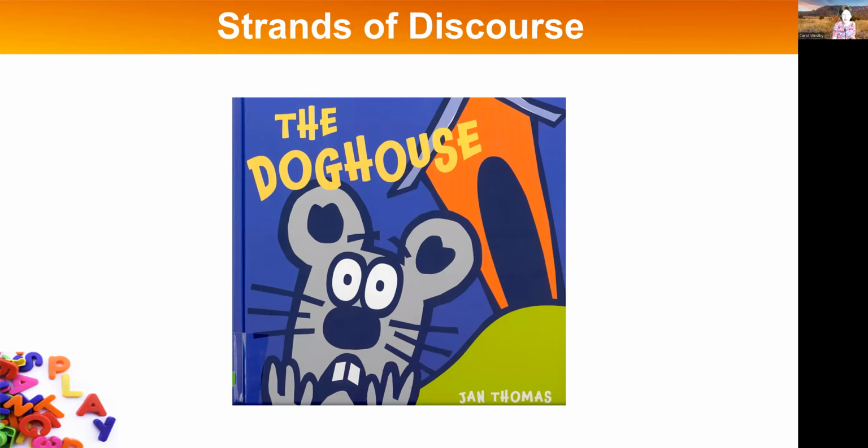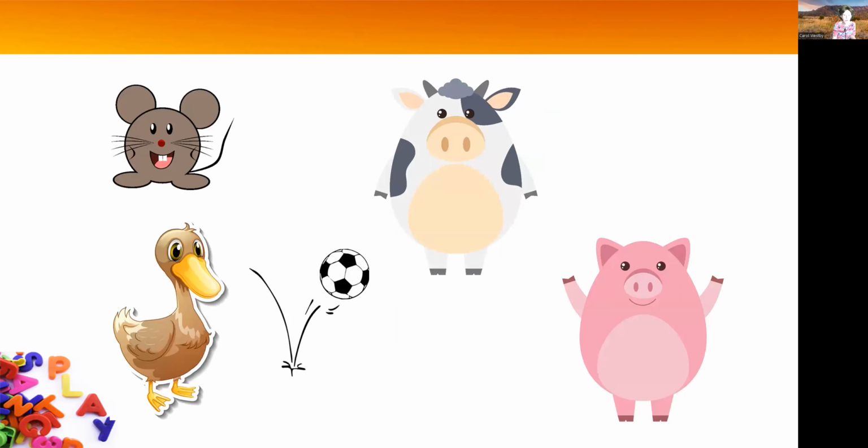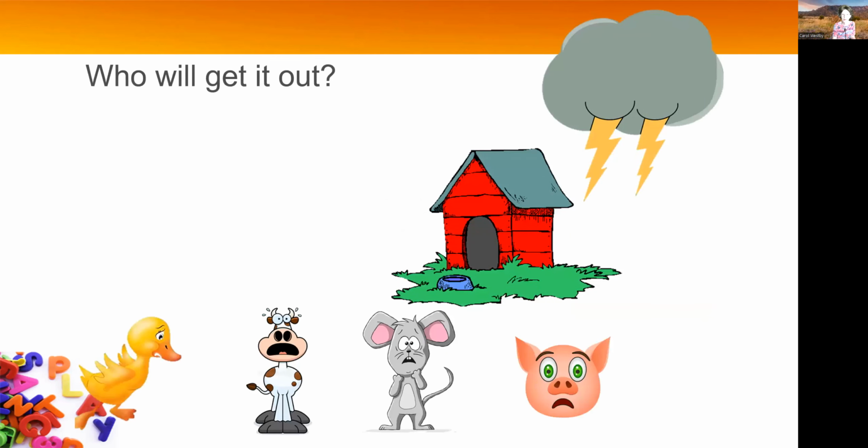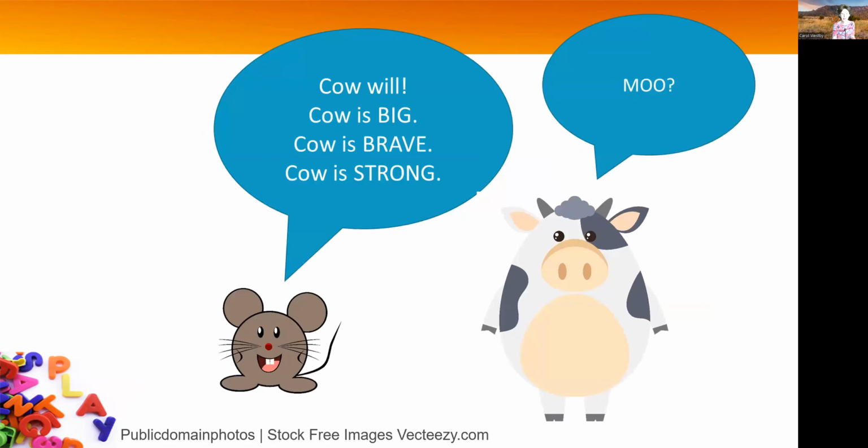The Doghouse by Jan Thomas. And these 4 animal friends are playing ball. And then the book says, "Oh no, the ball went into the doghouse." Narrative mode. Then the next page, the author says, "Who will get it out?" That's stage managing. And then on the next page, mouse volunteers: "Cow will, cow's big, cow's brave, cow's strong, moo." That's character dialogue.